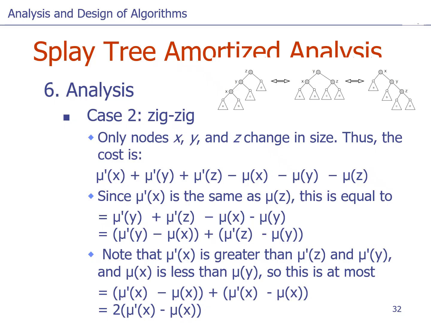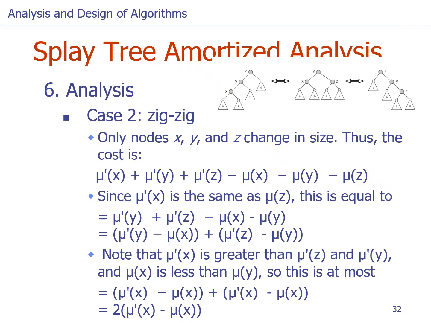Okay? Now, I have here an equation that has many unknowns. So I will try to reduce my number of unknowns by the following observation. Mu dash x is the same as mu of z, because it's going to be the same height and the same number of entries. Okay?